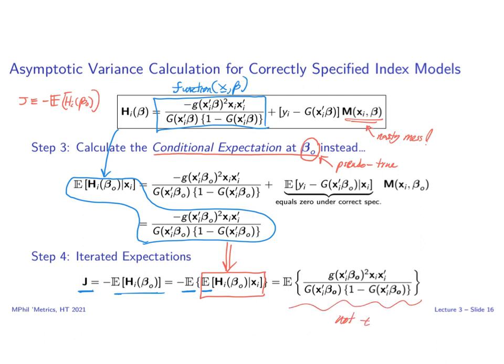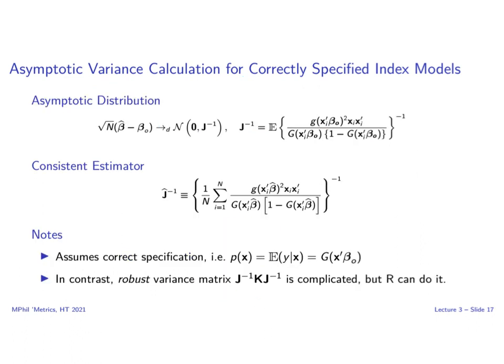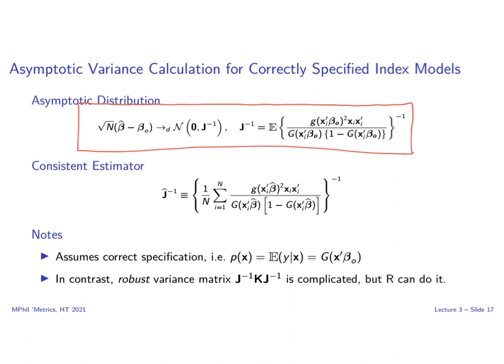And notice that we arrived at this expression by relying upon correct specification. So this way of calculating J would not work if we hadn't made the assumption that the model was correct, but because we did, it gave us something very straightforward. The calculation from the following few slides gives us the following asymptotic distribution for correctly specified index models.